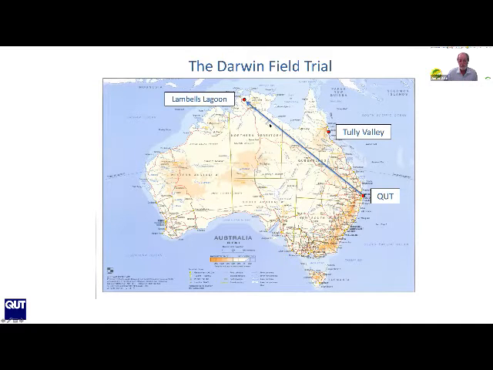This is in the Northern Territory up here. The vast majority of it is sparsely populated. And as you can see there, there's a desert, the Tanami Desert. But up here, this is in the wet tropics. And our field trials are at a place called Lambells Lagoon, which is about an hour's drive out of Darwin, which is the state capital or the territory capital.